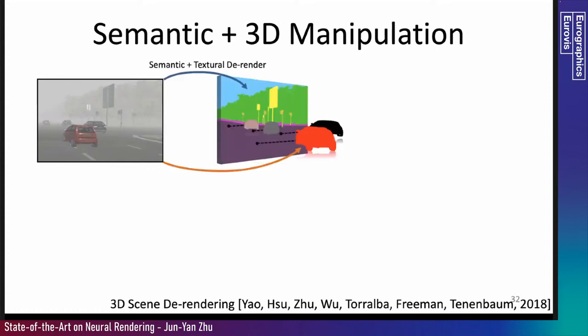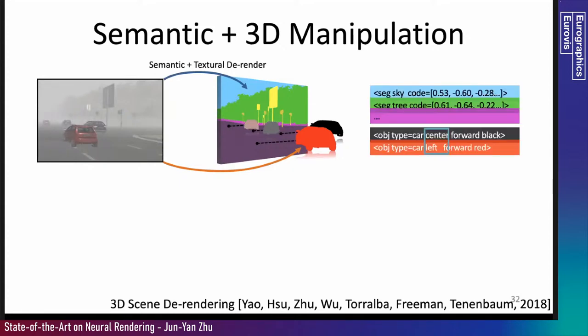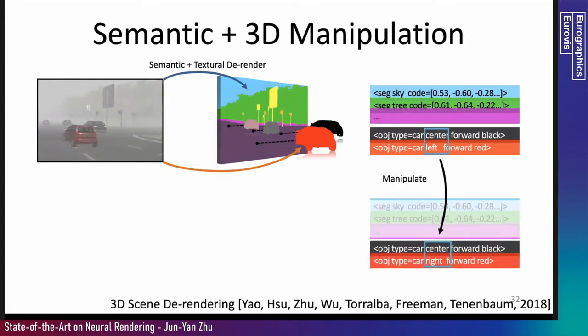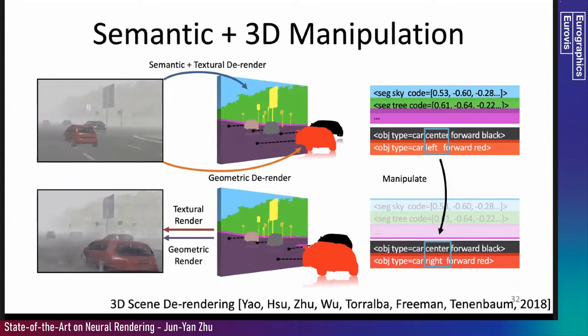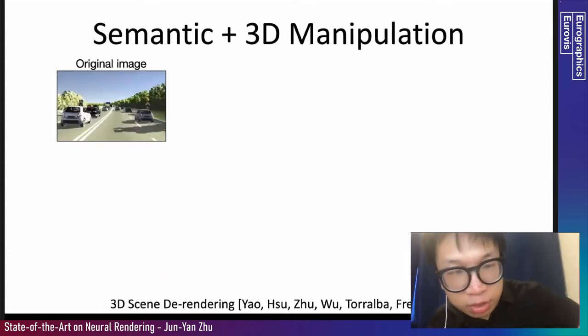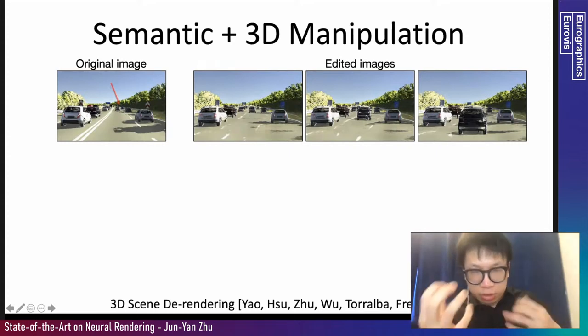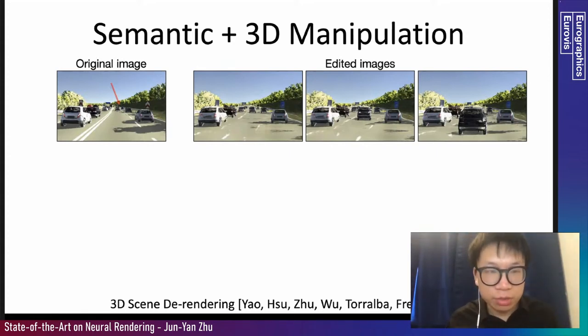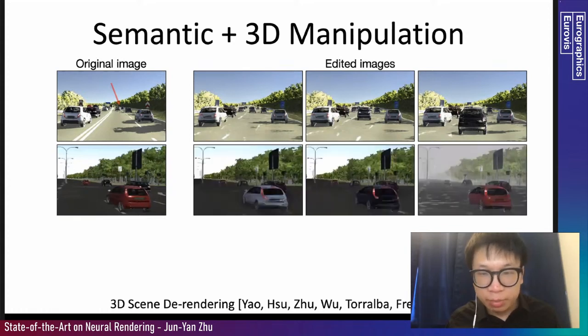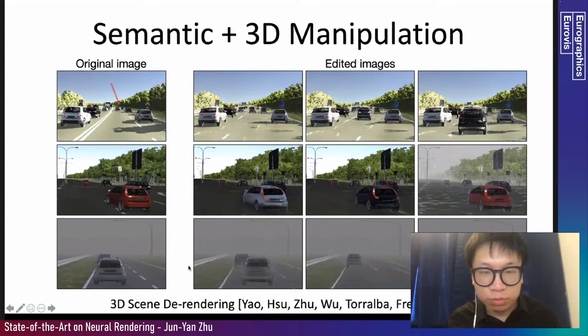Here in a more recent work, we decompose an image into semantics, but also into 3D layers like depths and poses. Then later we can control the positioning of each object and also control the semantics of each object and then generate a new image. Here's an example: given an original image, we can move the car closer to the camera. This was enabled by inverse graphics rendering. But we can also change the color of the car, change the color of the background. We can also change the semantics of the scene. We can remove the car completely.